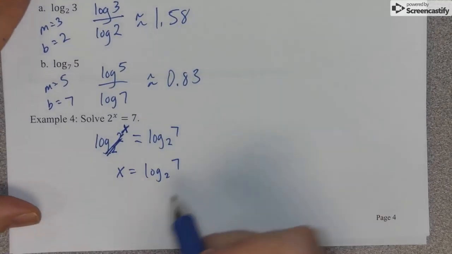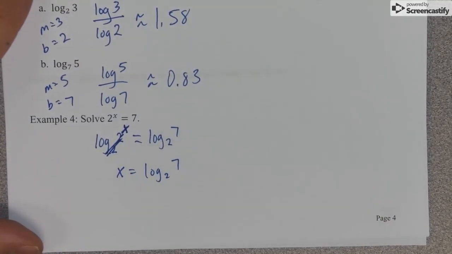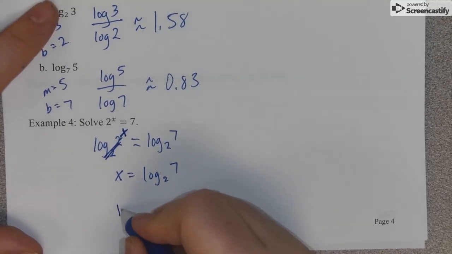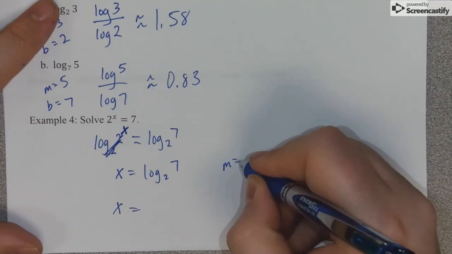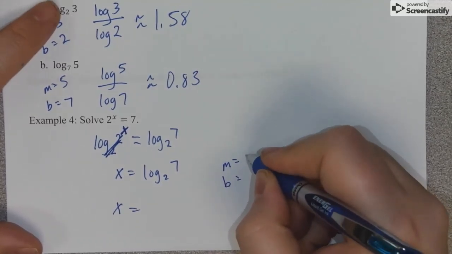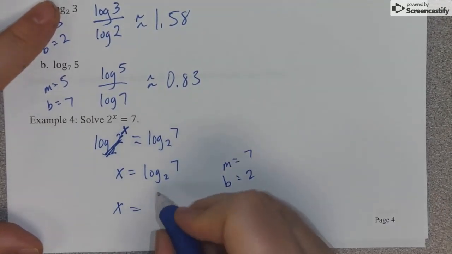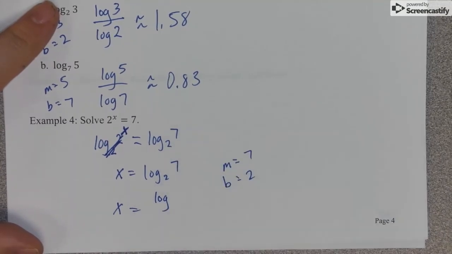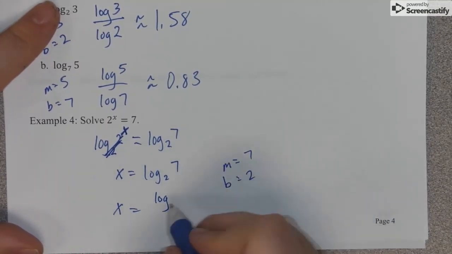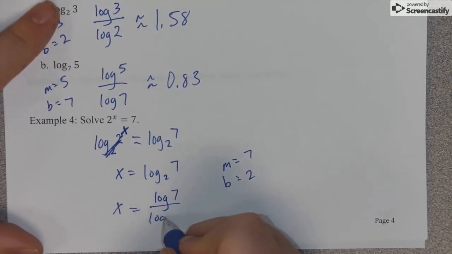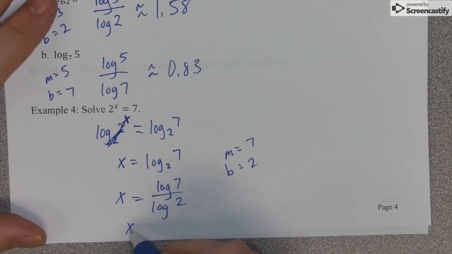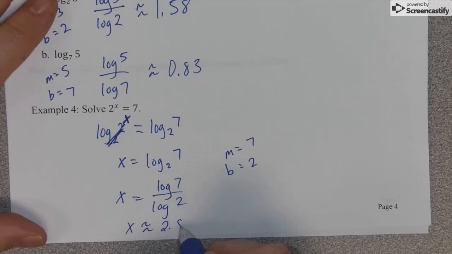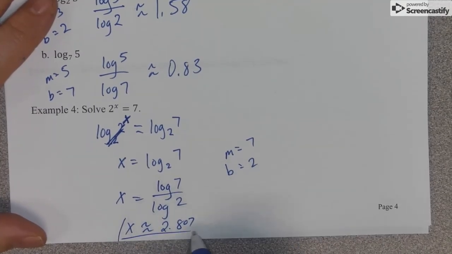However, we have this change of base formula that says we can rewrite log base 2 of 7 as, this would be x equals, identify your m and your b. m is 7, b is 2. So this would be the common log of 7 divided by the common log of 2. And if you plug that in your calculator, you get x is approximately 2.807.